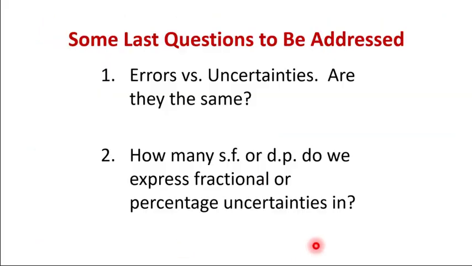We end this lesson by addressing two questions that the students commonly ask. The first question is, is there a difference between errors and uncertainties? The second question is, so we know that all absolute uncertainties are expressed to one significant figure. But what about fractional or percentage uncertainties? How many SF or DP do we express fractional or percentage uncertainties in?